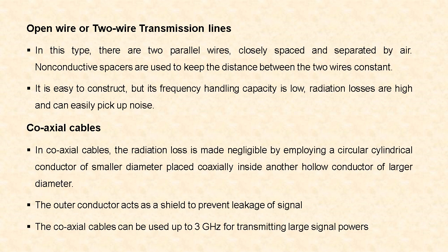Next, coaxial cables. In coaxial cables, the radiation loss is negligible by employing a circular cylindrical conductor of smaller diameter placed coaxially inside another hollow conductor of larger diameter. Here, the outer conductor, which is of larger diameter, acts as a shield. These coaxial cables can be used up to 3 GHz for transmitting large signal powers.